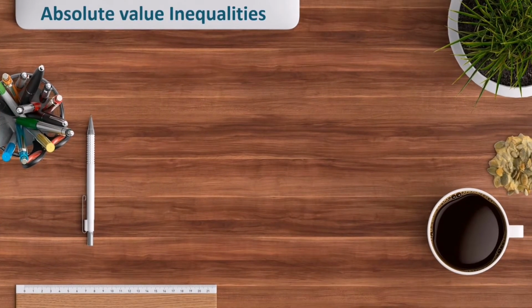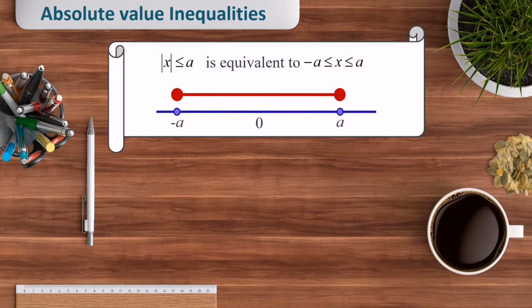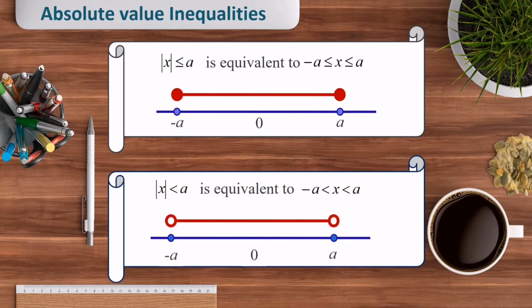Absolute value inequalities. The first one, absolute value of x less or equal to a is equivalent to x more or equal to negative a less or equal to a. Second one, absolute value of x less than a is equivalent to x more than negative a less than a.